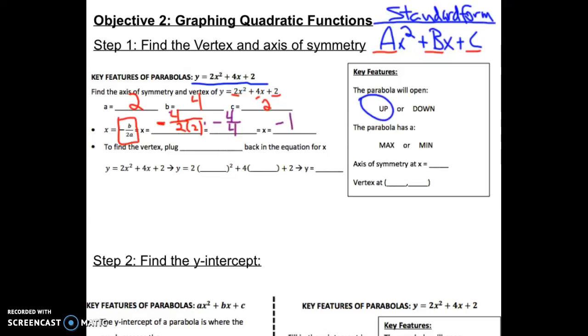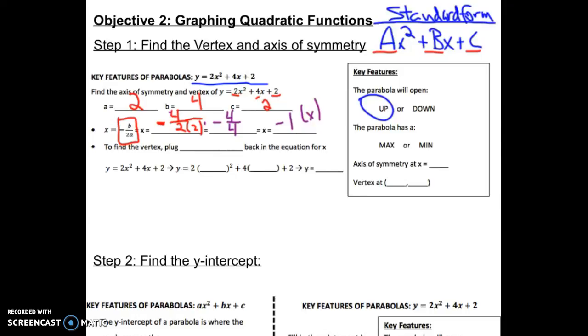So, -1, that is the x value of my vertex. I'm halfway there. Now, to find the vertical value, the y value of the vertex, this is technically the x value of my vertex, I'll put that there. To find the y value, I have to plug in my x value, just like we've always been doing.